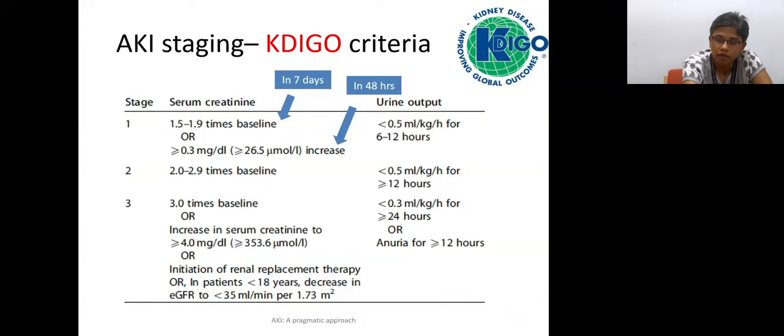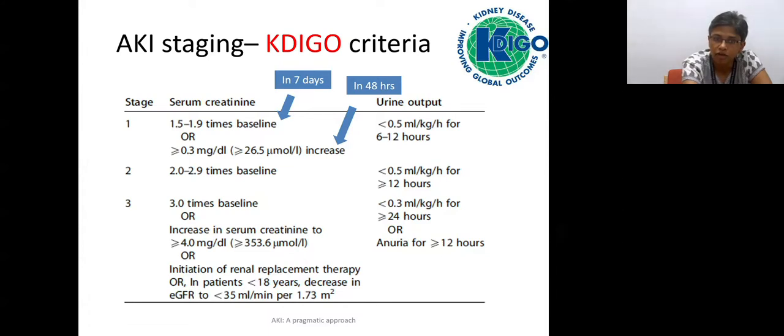So I had alluded to the fact before that we no longer use the term acute renal failure, and that's because, in order to indicate severity, we simply stage the AKI. So there are 3 stages of AKI, depending on how high the creatinine is or how low the urine output is. And as you can see, the higher your stage, the worse the AKI is.